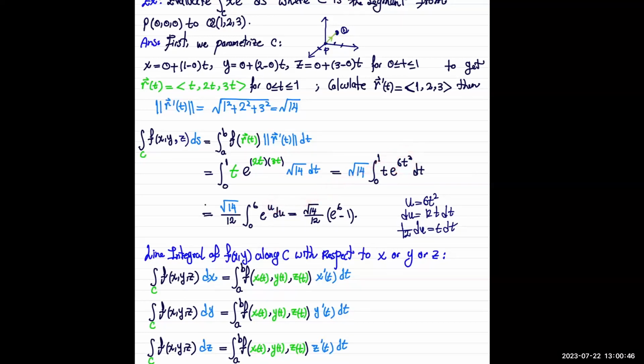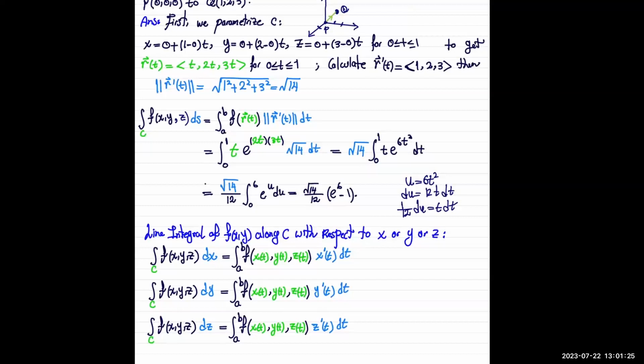Changing the limits, you put 0 into t, you get 0. 0 goes into t squared, you get 0. And 1 goes into t, you get 6. That's the upper limit of integration. The antiderivative of e to the u is e to the u. With the root 14 over 12 out, just plug in 6 and 0. So you get e to the 6 minus e to the 0, but e to the 0 is 1. And that is the value of the line integral. So again, we're going to understand why line integrals are needed.